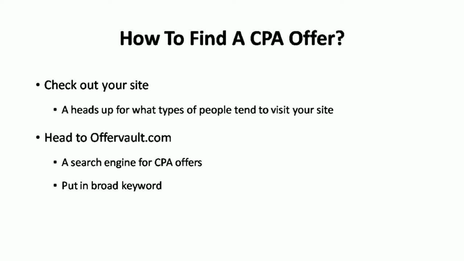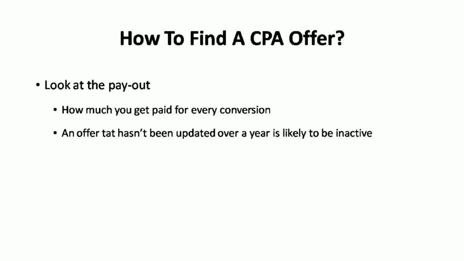I'm going to walk you through all the information that comes up when you do a search on OfferVault right now. The next thing to look at is the payout, which is how much you get paid for every conversion. The type is just whether it's a lead, which is where someone signs up or fills out a form, versus the sale, which is where someone actually makes a purchase. The category is obviously the different categories that the offer falls under. The last update is when is the last time that offer has been updated.